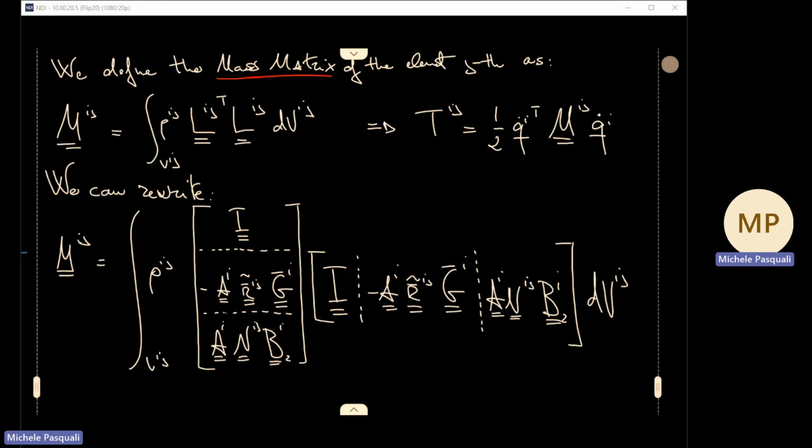Why did I write it in an extensive way? Because this allows us to basically identify the submatrices of the mass matrix. It's 3 times 3, so it's going to have 9 submatrices. Since it has to be symmetric for energy conservation reasons, well, we're going to have only 6 independent components.